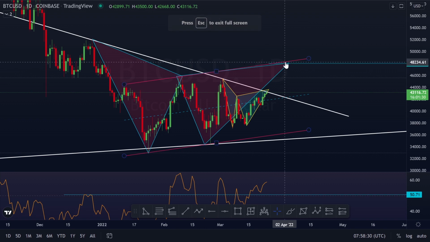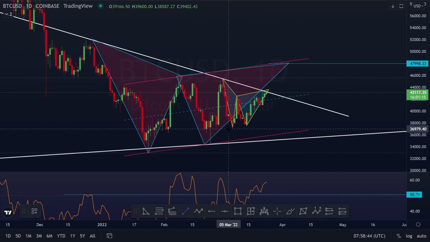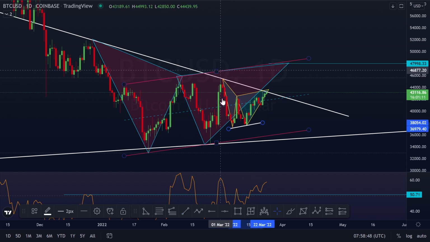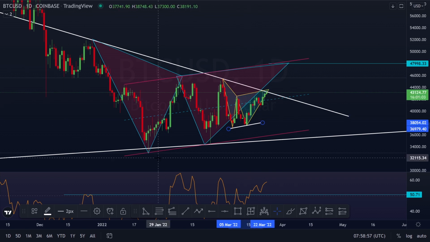So why would this be the target for me if this were to play out, apart from the fact that this is a harmonic? When you're trading, you always have to look for confluence, right? So the first thing is, let's take this other W here that we're seeing. Let's say it is not a harmonic pattern, or maybe the PRZ is not around here, and we're just going to shoot right past this white resistance line.